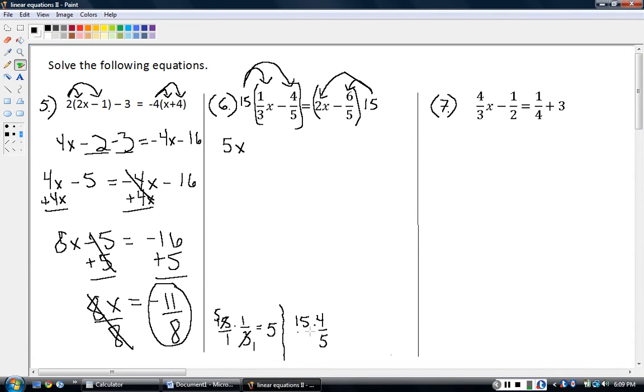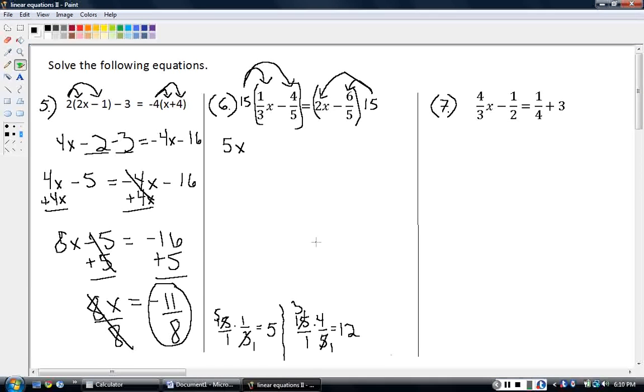Alright, put the 15 over 1 if it helps. And then I do one of these guys. 5 into 5 once. 5 into 15 3 times, and 3 times 4 is 12. Okay, and notice I don't have fractions anymore. That should always work. If you multiply a fraction by its LCD, you shouldn't have a fraction anymore.